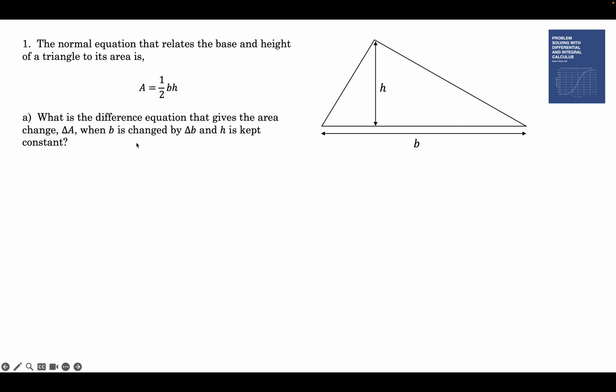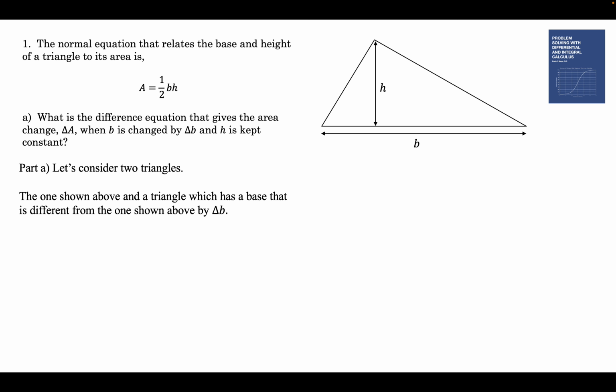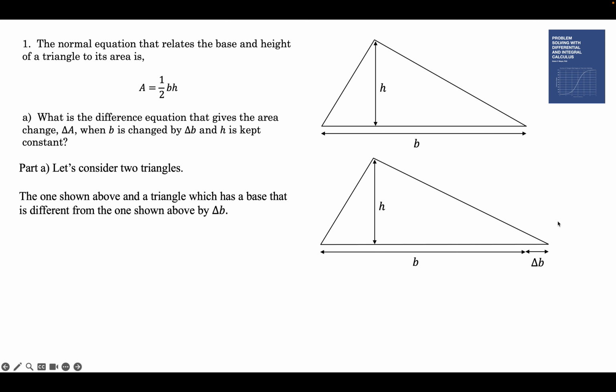H is kept constant? So let's consider two triangles, that one there, base B, height H, and a different one whose base is different by delta B. So this increase in base, delta B. What's the difference in the area between these two triangles? Delta A. Well, the area of the big triangle is 1/2 (B plus delta B), that's the base, times the height, and we subtract the area of this triangle, which is 1/2 base times height.